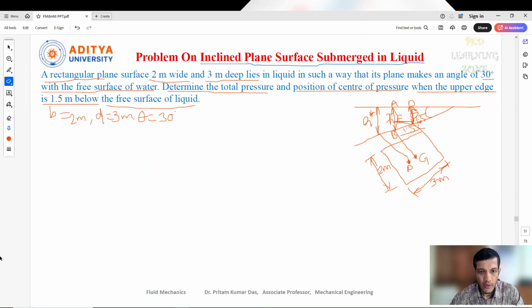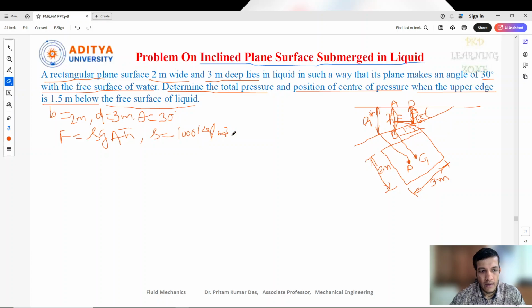Now we need to calculate the total pressure force. We know that F equals, as we have seen in our previous lecture, rho g h bar A. Here we need to calculate h bar, because the remaining things we know. The density of the liquid, which is water, is 1000 kg per meter cube.